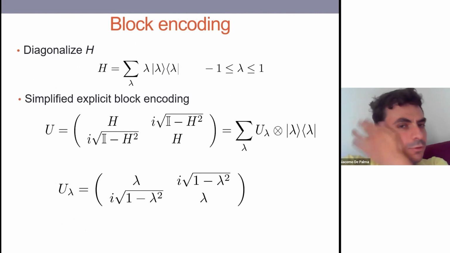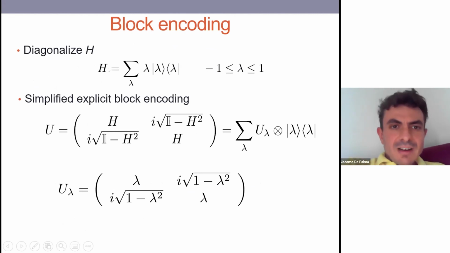Okay, so how does this work? Let's formally diagonalize H. So lambda are the eigenvalues, and we will also label with lambda the eigenvectors of H. And since the operator norm of H by assumption is at most 1, all these eigenvalues lie between -1 and 1.